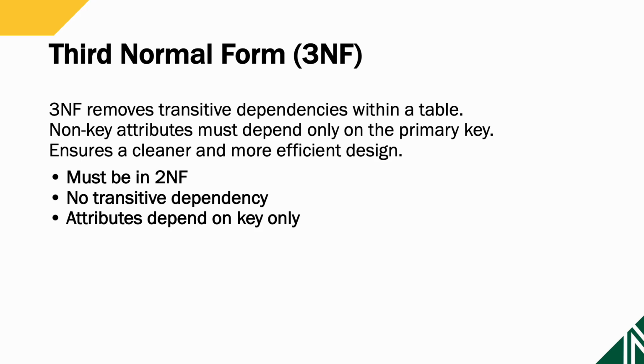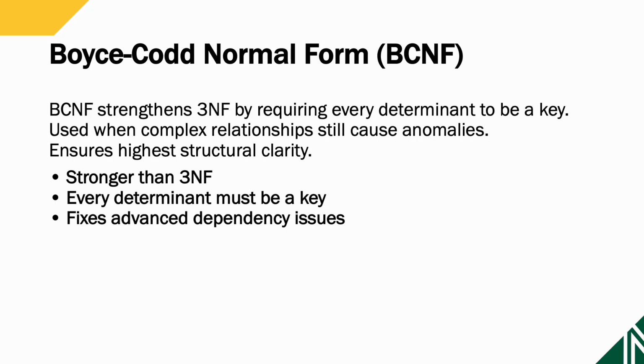Coming to the 3NF, the third normal form, it focuses on removing transitive dependencies. A transitive dependency happens when a non-key attribute depends on another non-key attribute instead of directly depending on the primary key. To satisfy 3NF, every non-key attribute must depend on the primary key. This eliminates the hidden relationships between columns and results in a cleaner, more efficient table structure.